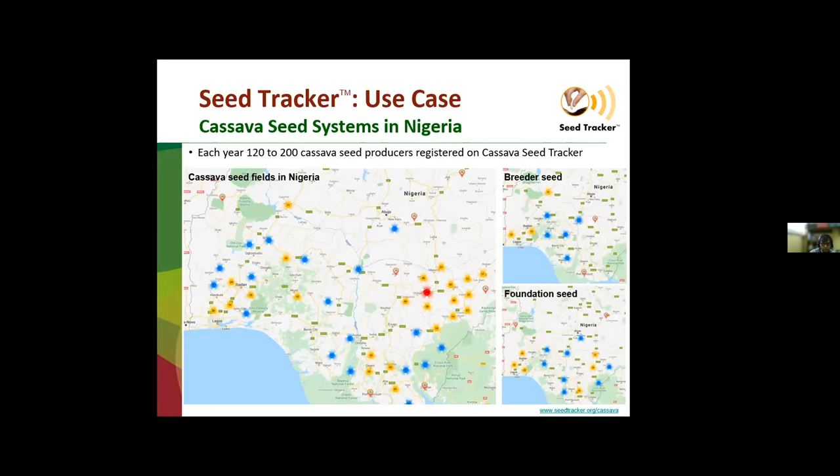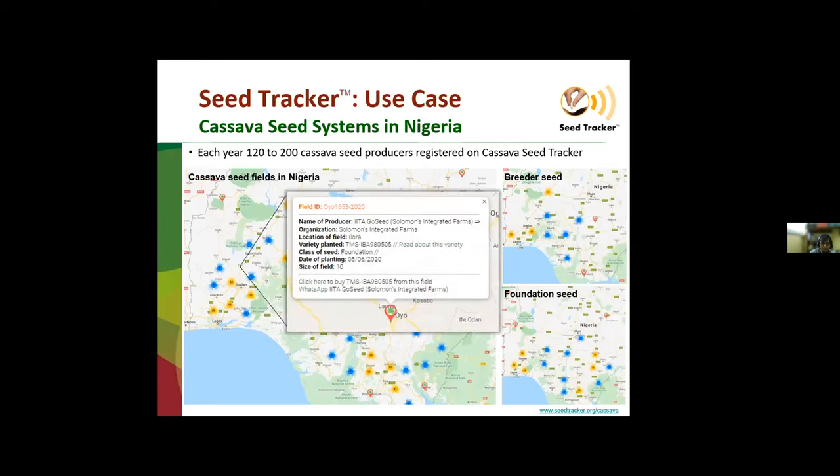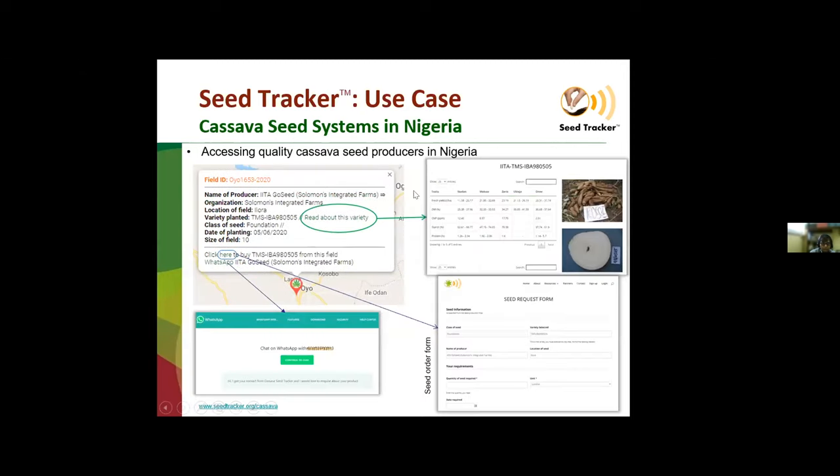It is also possible to sort this seed production data by class of seed and year of production. For example, the map here shows production of breeder seed, whereas this map shows the distribution of foundation seed production in Nigeria. It is not only that, it is also possible to curate site-specific information. For example, from the same map-based information, it is possible to review the variety information.